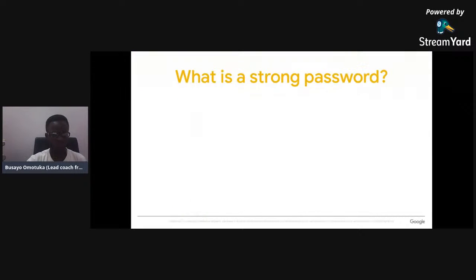Now that we know what a weak password is, what is a strong password? Or how do we create a strong password? Just like we have been doing, you put the students in groups and ask them to think about what a strong password is before you reveal the answer. So let's look at it together, what a strong password is.